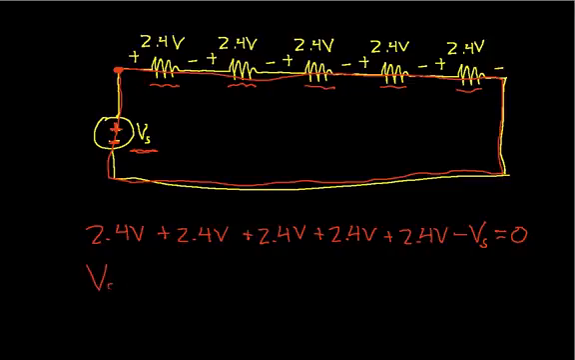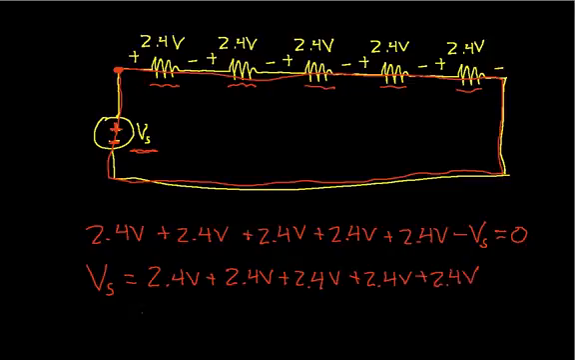So I can solve for V sub s, and I get V sub s is 2.4 plus 2.4 plus 2.4 plus 2.4 plus 2.4, and when I add these together, I get 12 volts. So what this tells me is that if I want to give these light bulbs the proper voltage, I would need a source voltage of 12 volts, which is not that realistic of an example, but it does illustrate Kirchhoff's voltage law beautifully. So that concludes this video.